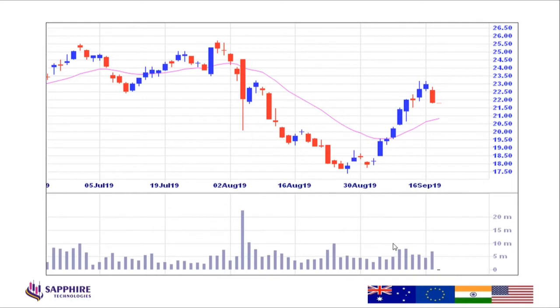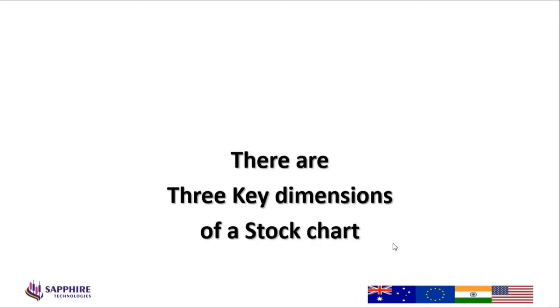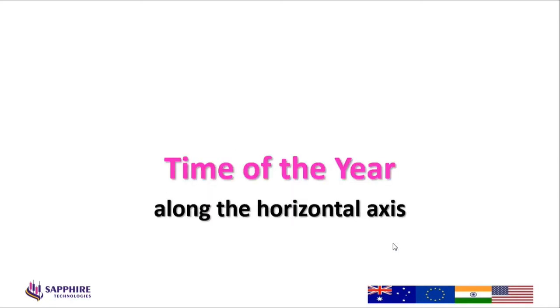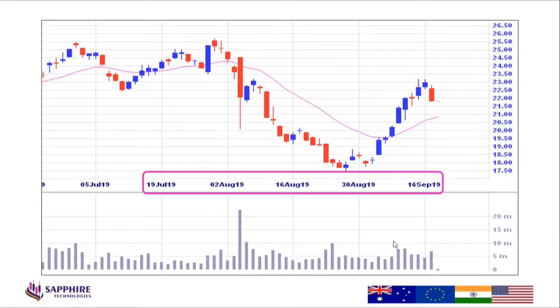And these aspects, or key dimensions, are basically the time of the year. Now, time of the year is, as you can see, at the bottom of the chart with the box highlighted for you to understand. So that's the time of the year.